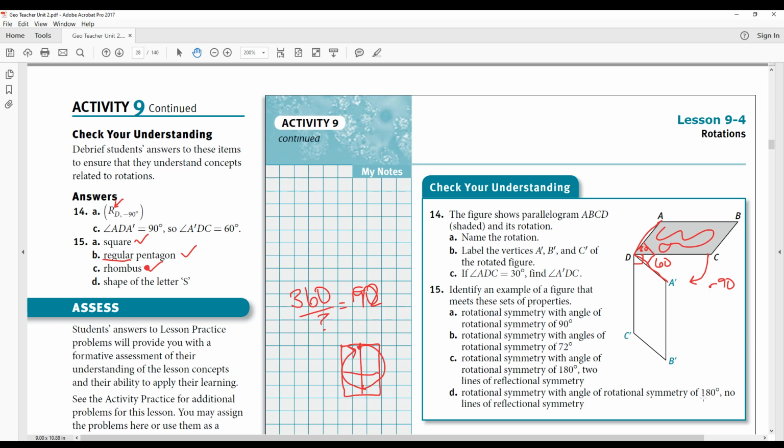And then this one, they said the shape of the letter S. Again, if you spin that halfway around, it matches onto itself. So would the letter Z. If you spin that, if you move this around up here, that matches. So these are not unique answers.